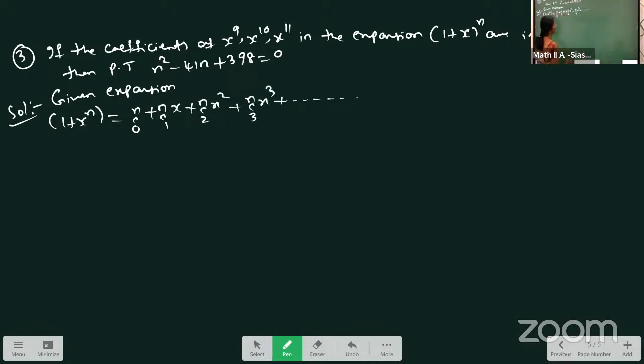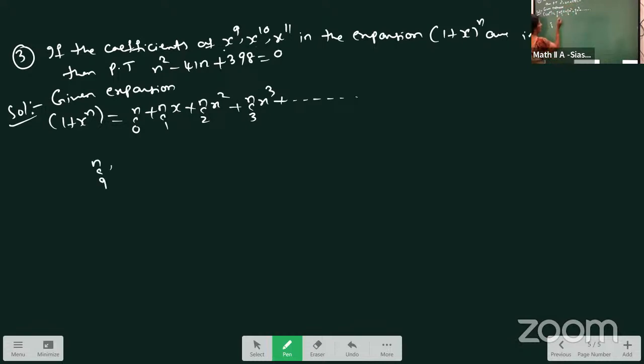Observe the expansion once. X square coefficient NC2. X cube coefficient NC3. But in the question, which coefficient do we want? Coefficient of x power 9, x power 10 and x power 11. Now tell me what is x power 9 coefficient?